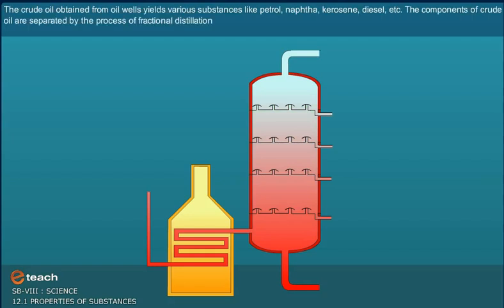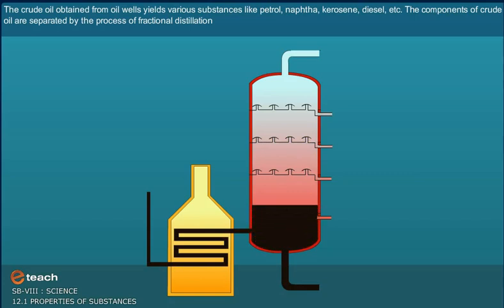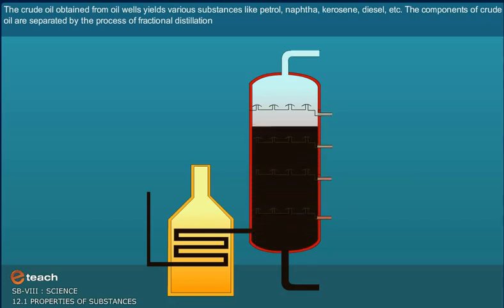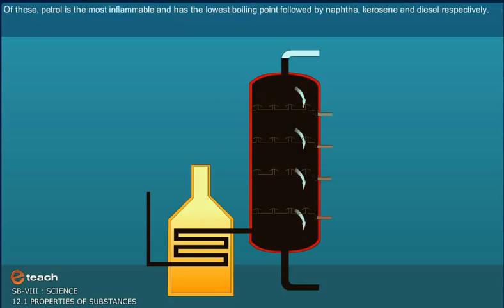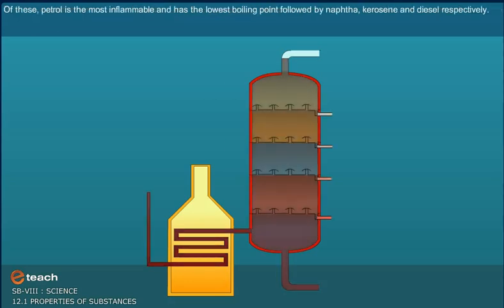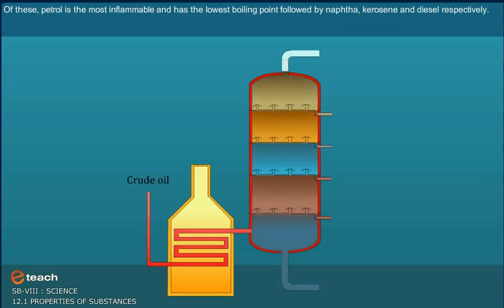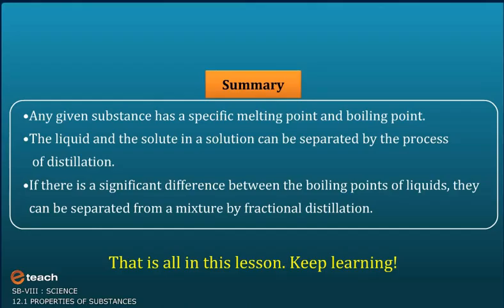The crude oil obtained from oil wells yields various substances like petrol, naphtha, kerosene, diesel, etc. The components of crude oil are separated by the process of fractional distillation. Of these, petrol is the most inflammable and has the lowest boiling point, followed by naphtha, kerosene, and diesel. Any given substance has a specific melting point and boiling point.